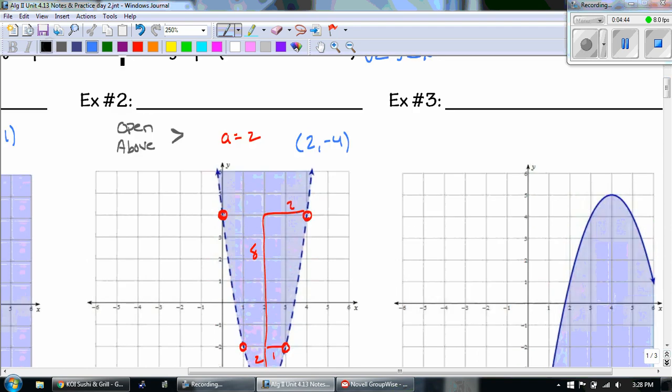Once I got all that, I just write it down. You can change your function if you want it to be m of x, j of x, g of x, h of x, whatever floats your boat. Okay, I'm going to be boring. So we got f of x is greater than 2 parentheses, x minus 2 squared minus 4.